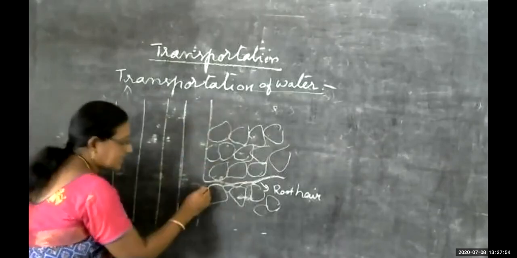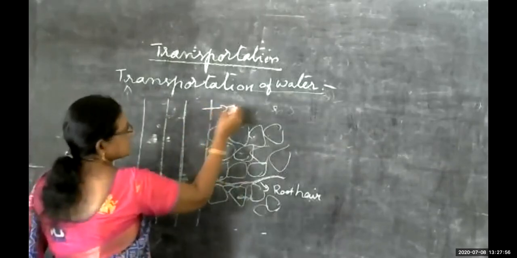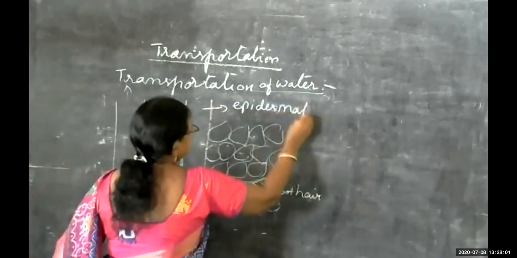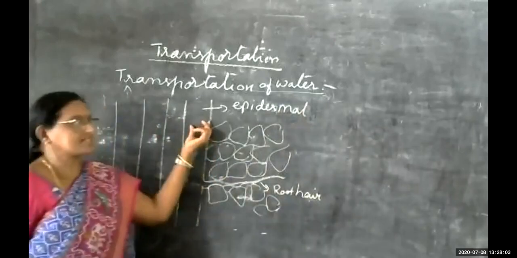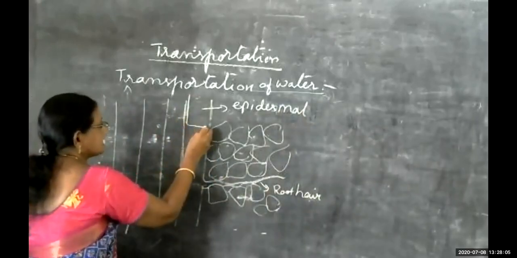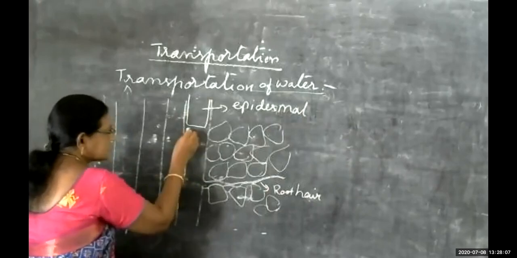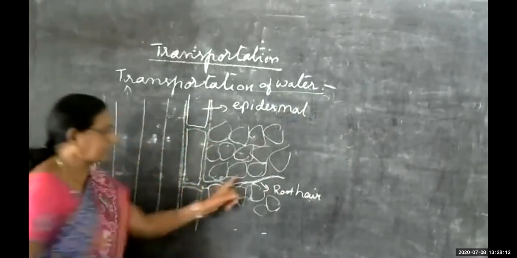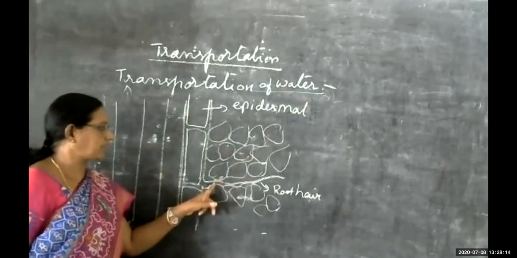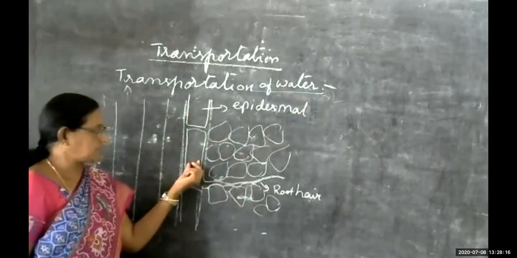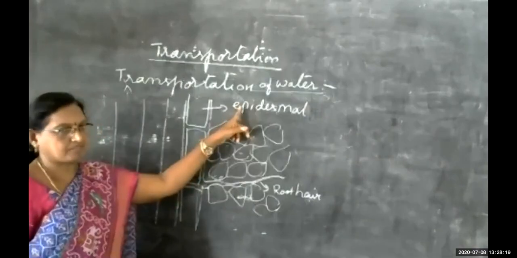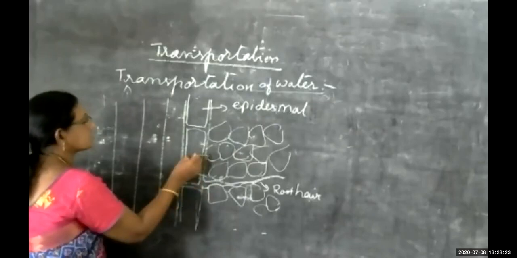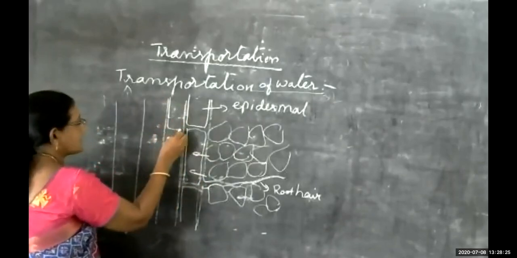So what is the next layer to the root hair, children? This is known as the epidermal layer. Epidermal layer. That means here we can see the epidermal cells. So here we can see what type of cells? Epidermal cells. So once the root hair collects the water from the surrounding layer, that water will be pushed into the epidermal cells. From the epidermal cells, that water is pushed into the next layer.